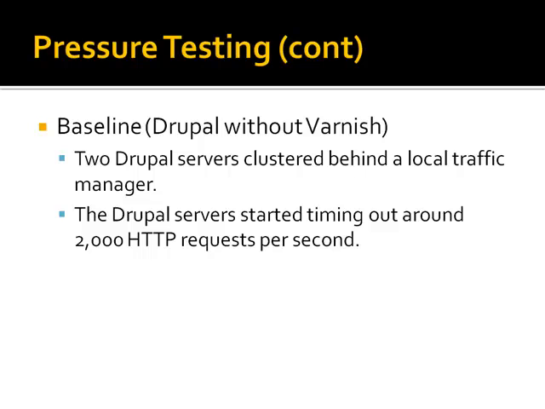So our baseline test, we ran Drupal without Varnish. We had 2 Drupal servers clustered behind our local traffic manager. We started timing out at around 2,000 HTTP requests per second. We were starting to get some 500s in there. Might have been a little bit lower. We never quite measured it. We went, okay, yeah, that's not our target.